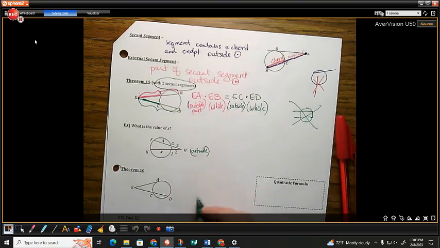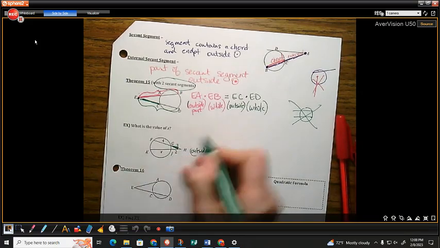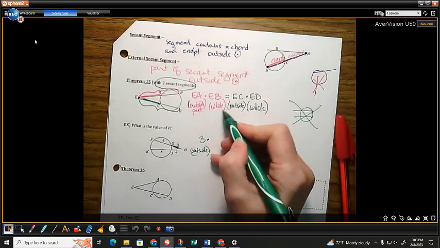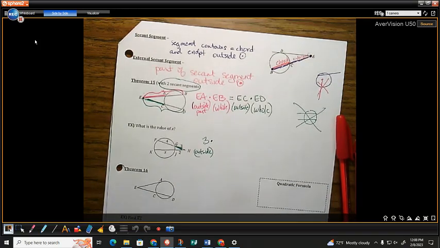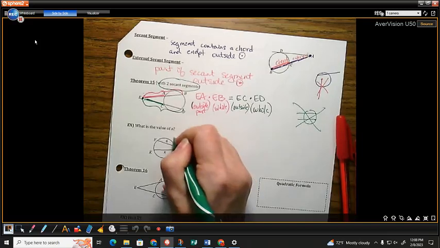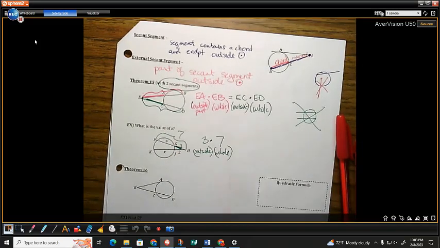GH, which is how long? 3. And I can multiply it by the whole secant segment that it's on. What's my whole thing? 7. See how you have to be able to interpret what the formula chart is saying?